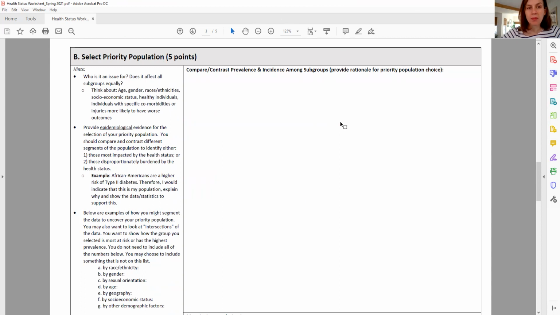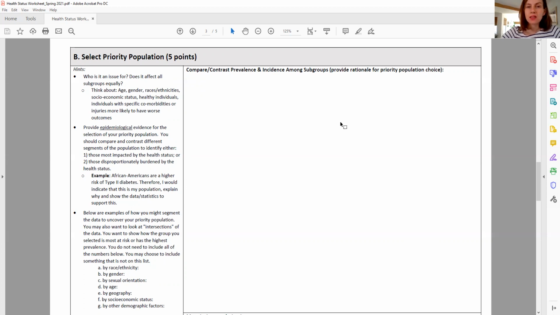Next, we'll be selecting a priority population. So this is basically asking the question, who is this an issue for? Does it affect all subgroups equally? Usually that's not the case. Like COVID, for example, while we're all susceptible to COVID and we all can get it, we actually see the burden of COVID-19 disproportionately distributed across socioeconomic status, across race and ethnicity, across geographic locations.